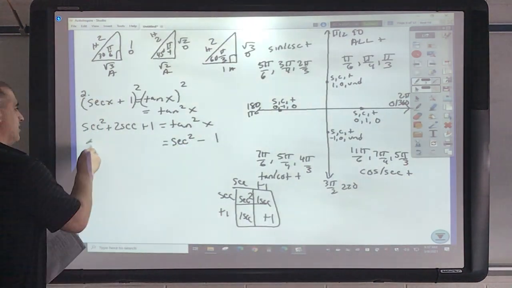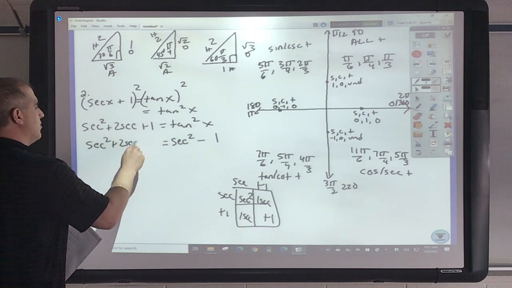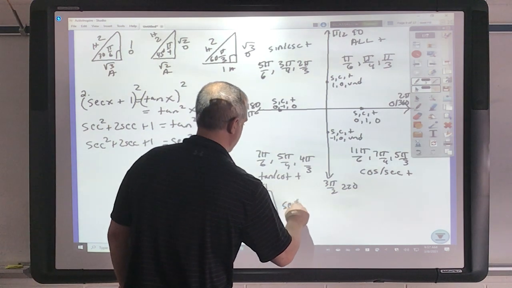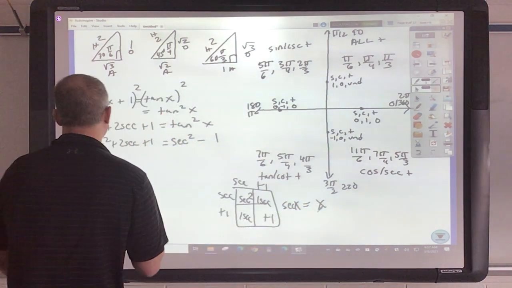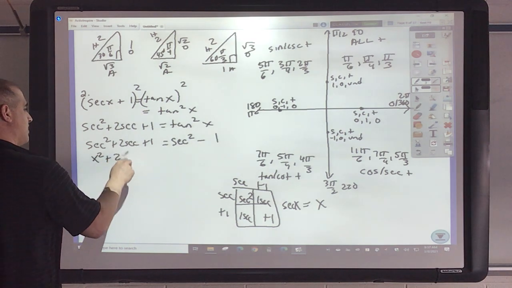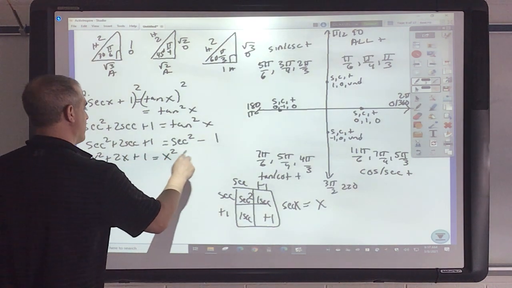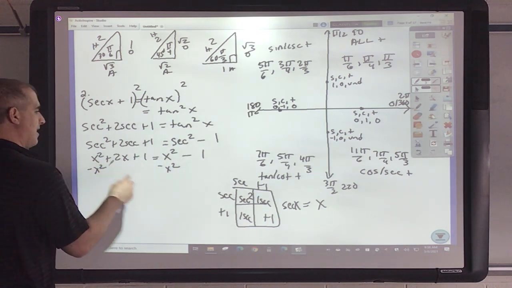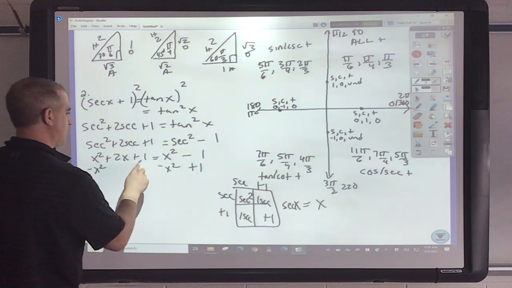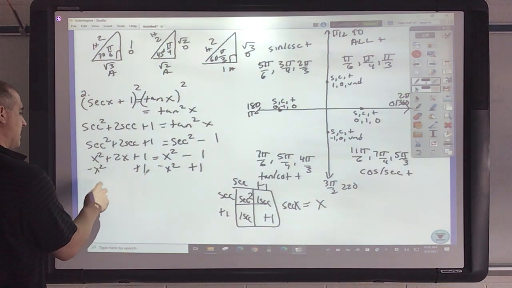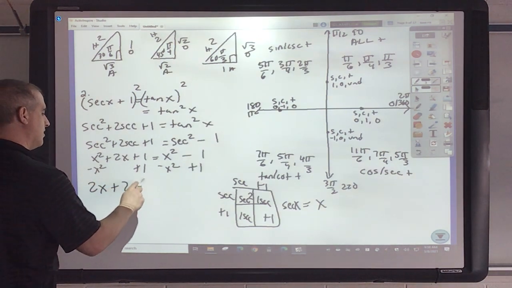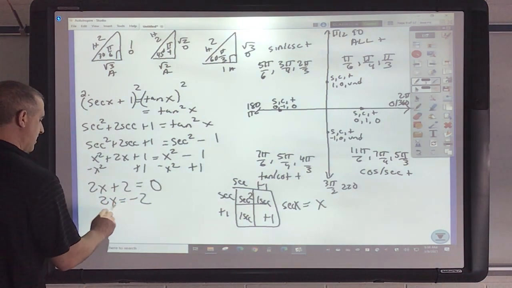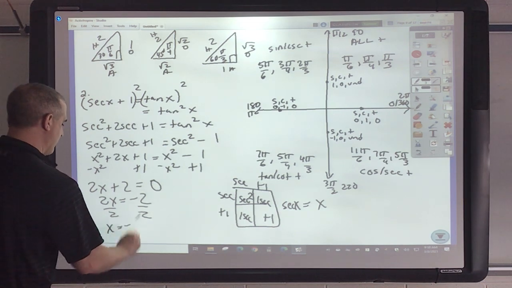Tangent squared equals secant squared minus 1. Now, I'm going to go ahead and sub out secant for x. So this would be x squared plus 2x plus 1 equaling x squared minus 1. Move that back over. That would be minus, that would be minus, that would be plus, that would be plus. So what I got here is 2x plus 2 equaling 0. So 2x equals negative 2. Divide by 2, and I'd have x equaling negative 1.